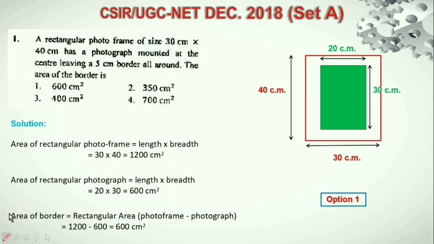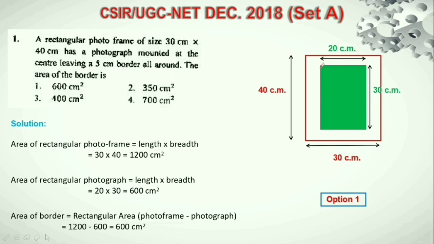The first question is, a rectangular photo frame of size 30 cm by 40 cm has a photograph mounted at the center, leaving a 5 cm border all around, and we are asked to calculate the area of the border. So this is the diagram. The outer red colored rectangular box represents the photo frame having a size of 30 cm by 40 cm, while the inner rectangular green box represents the photograph.